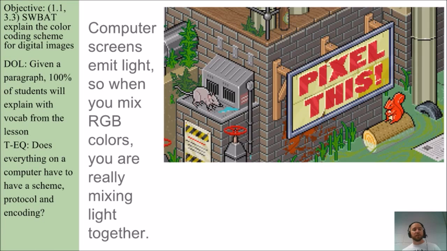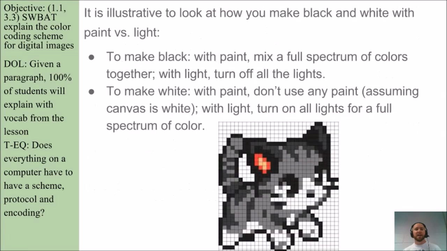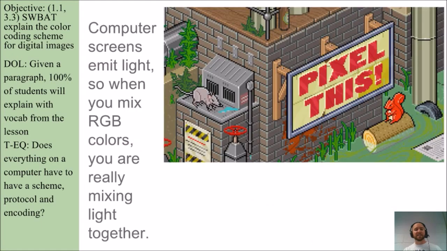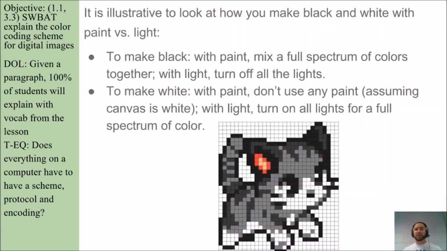So, computer screens emit light. That should be no surprise to you. When you mix RGB colors, you're really mixing light together. It is illustrative to look at how you make black and white with paint versus light. Remember a couple slides ago when I just said that we're mixing light together? Maybe you think back to your days in kindergarten where you mixed paint together and it was amazing to see what colors mixed to make other colors.